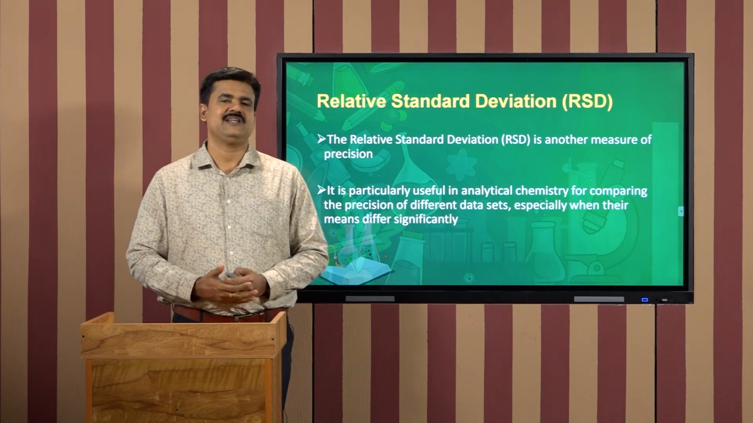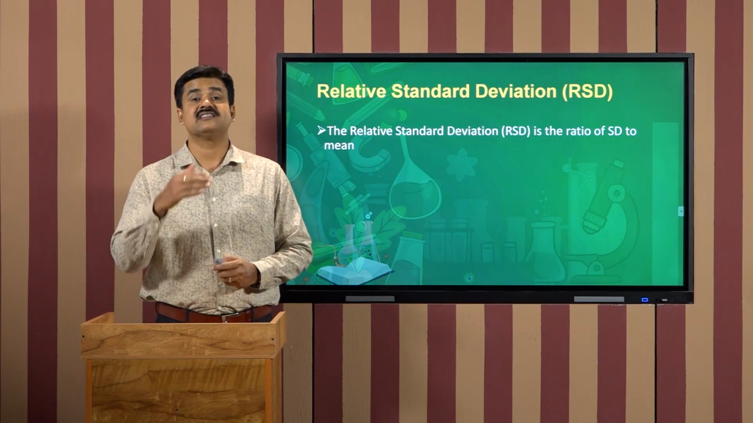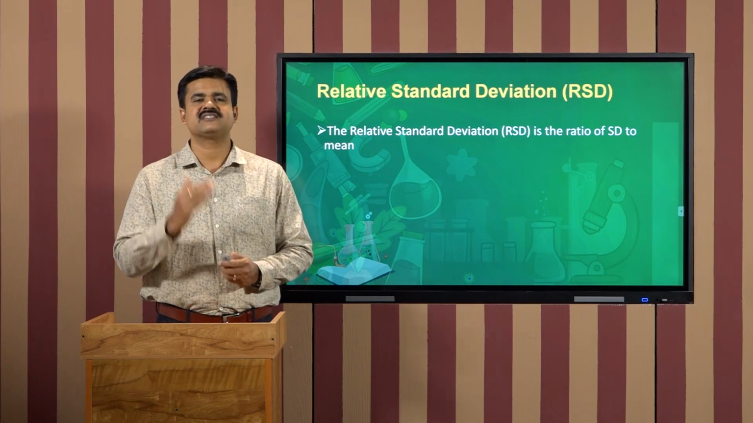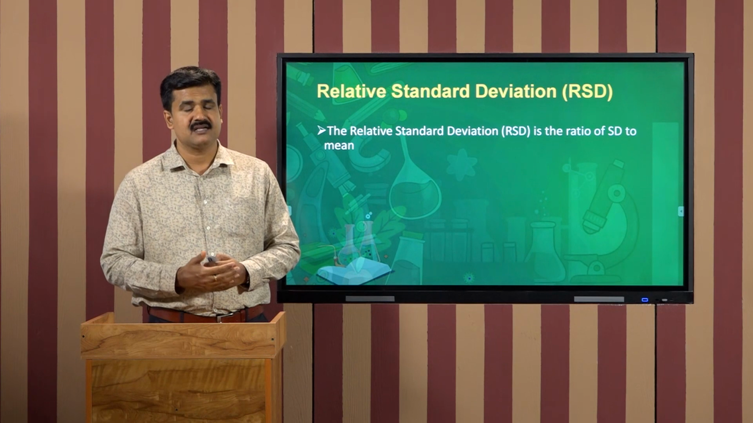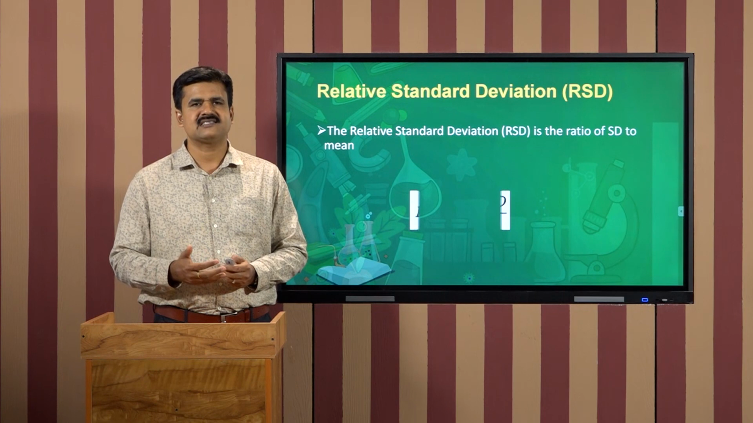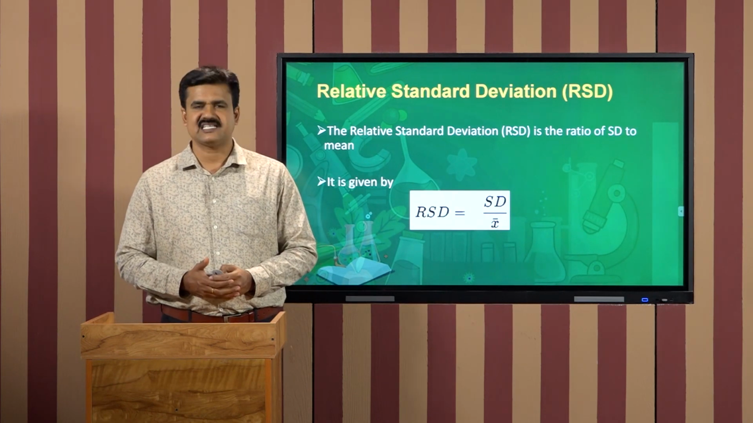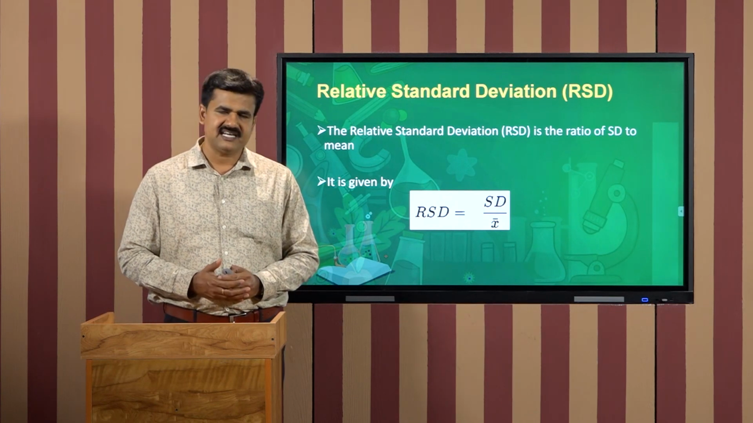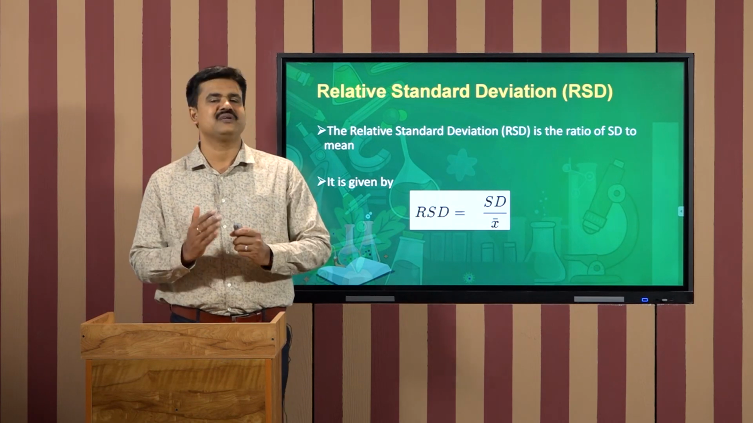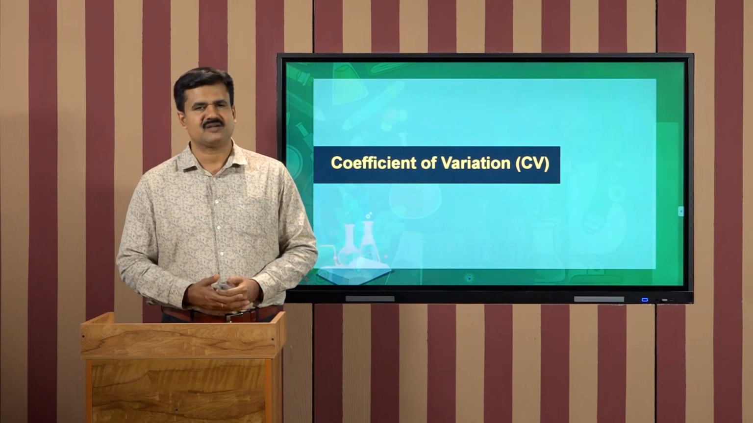Now, the relative standard deviation or RSD is the ratio of standard deviation to mean, that is, to get relative standard deviation of a set of measurements, you have to divide standard deviation by the mean. That is, RSD can be calculated as RSD equal to SD divided by X bar. Here SD stands for standard deviation and X bar represents mean of a set of measurements. So, to get RSD, you have to divide standard deviation by the mean of the measurements.